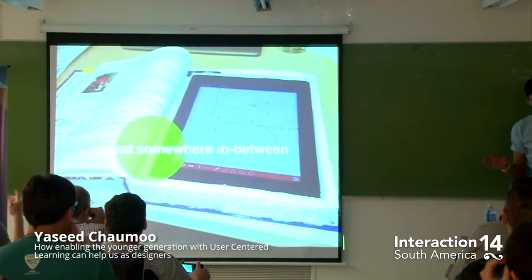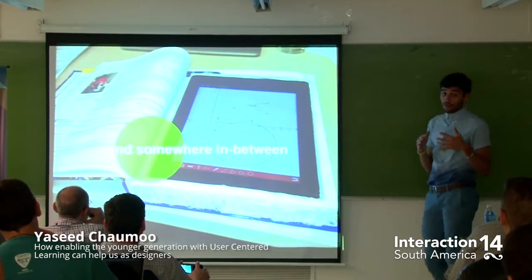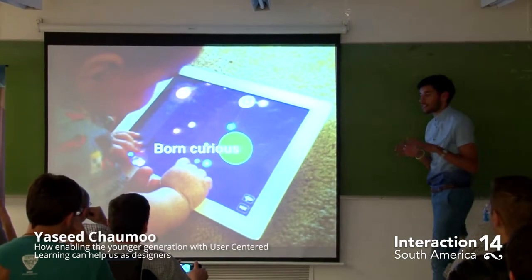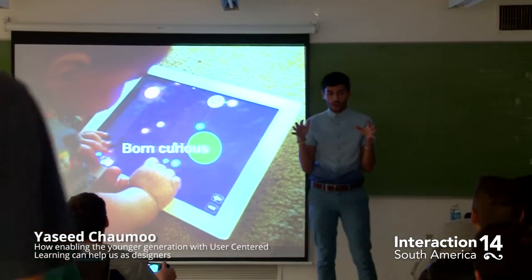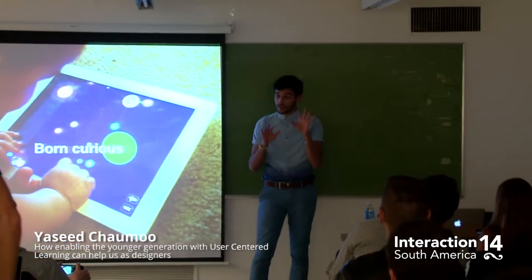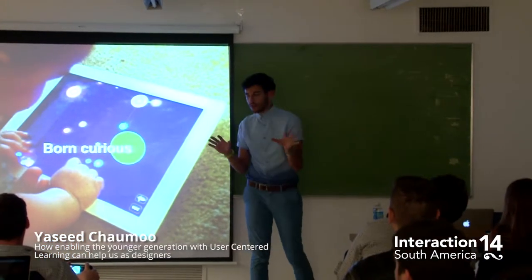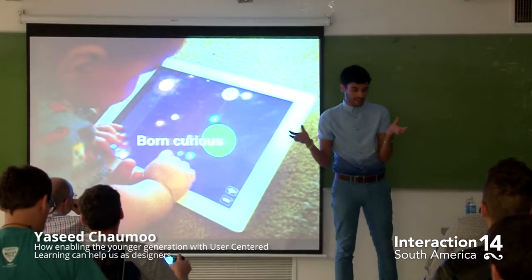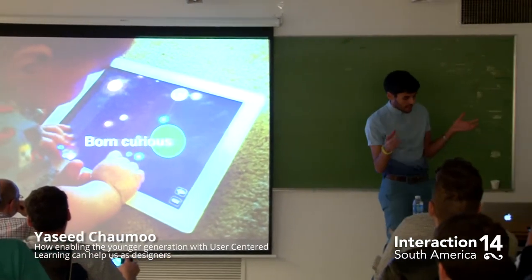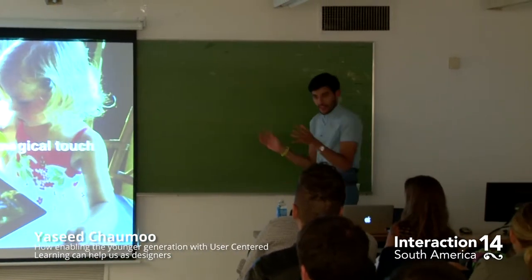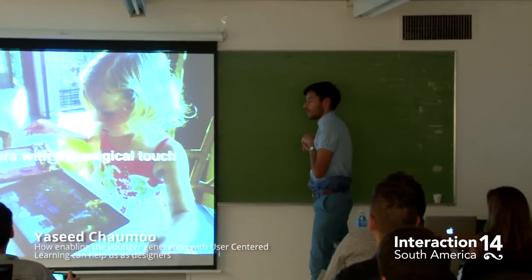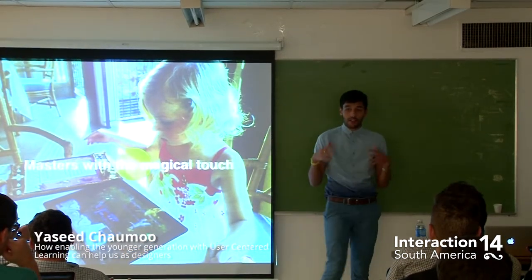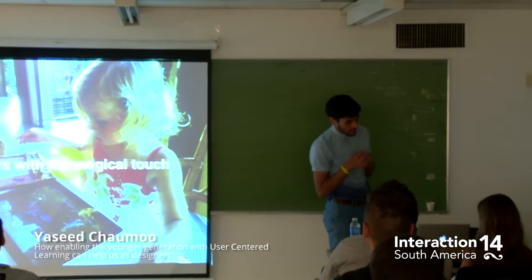Now, something we all know about ourselves, when we're little and when we're babies, is that we're born curious. So we are born into the world, and it's all about proprioception. You're trying to understand the world around you. So you're interacting, and you're playing, and you're trying to find out and learn. And as children grow up, they're masters of the magical touch. They know how to use something. Something is really intuitive to them. They don't need to be taught how to use something.